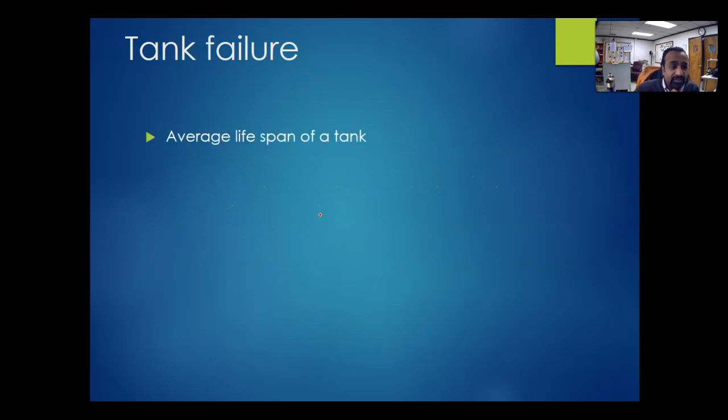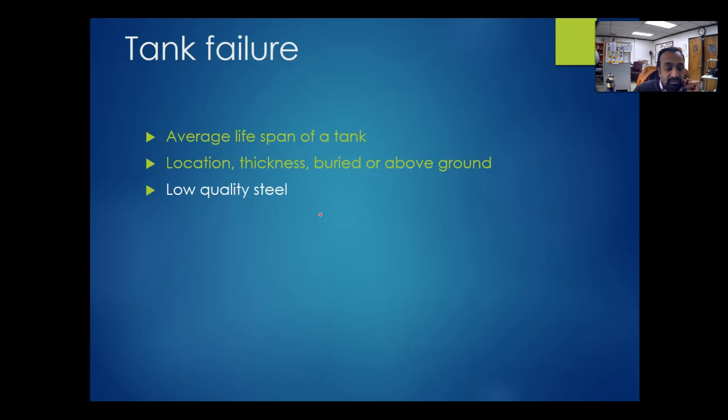Tank failure. The average lifespan of the tank is between 10 to 15 years, depending on the manufacturer and the warranty. Location, thickness, buried or underground, or maintenance, they all matter to the lifespan of the tank. There's a lot of tanks that you find inferior, and you should not be filling them, especially if they're very flimsy and thin walled. There's some low quality steel tanks that should not be used.